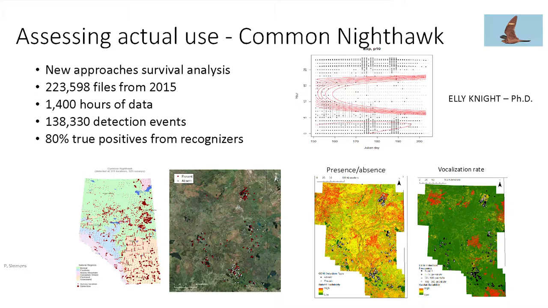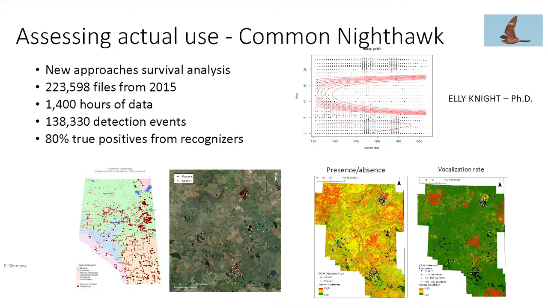This is Julian date versus hour, which shows us exactly how much time they're spending at any given point. Ellie's been working on maps that look at, if you just use presence-absence data, how would you classify the world in terms of its quality, versus how much time the bird is actually spending there vocalizing and what it is doing there. It's a totally different model, and you get different kinds of answers depending on the quality of that data.